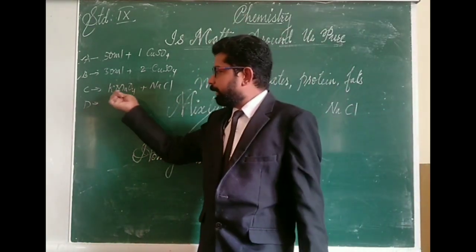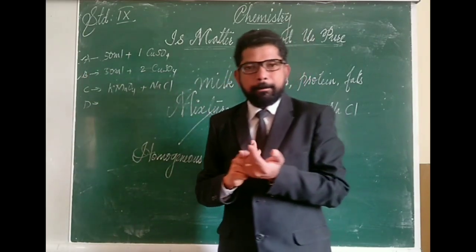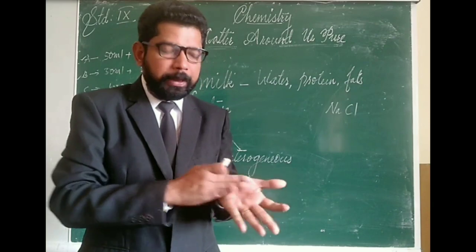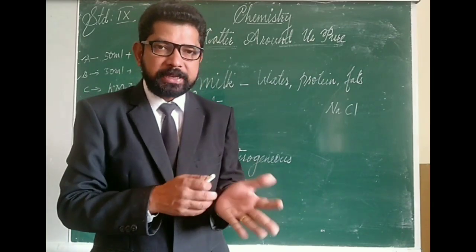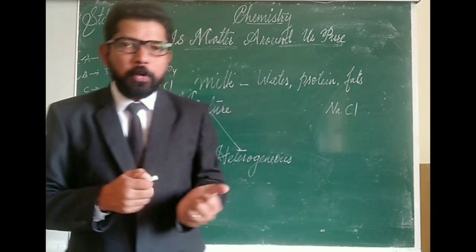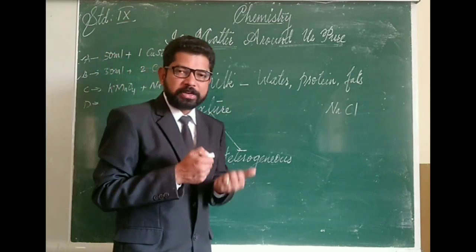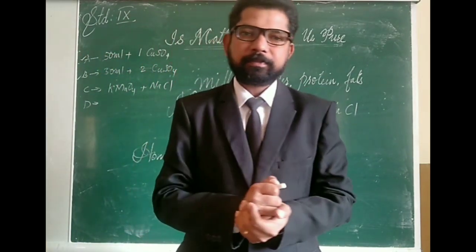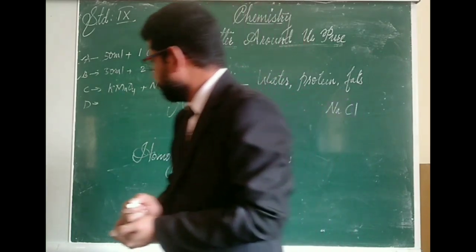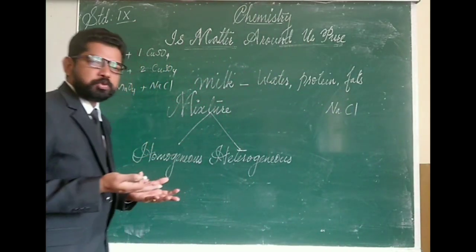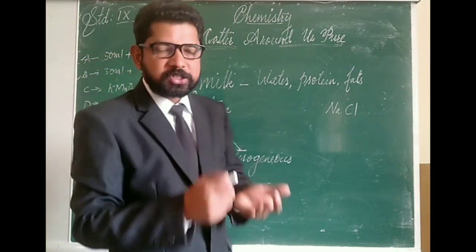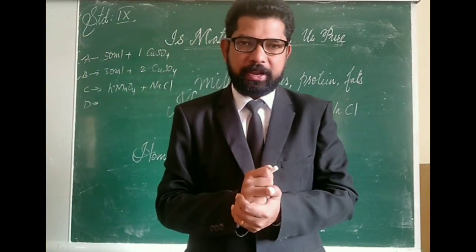Next we can take potassium permanganate. We know that it is purple in color and salt is white. We can mix them. Even after mixing, we can understand which is potassium permanganate and which is salt. In the second case also, the same mixture was taken, so it will be easy to identify which is copper sulfate and which is iron.